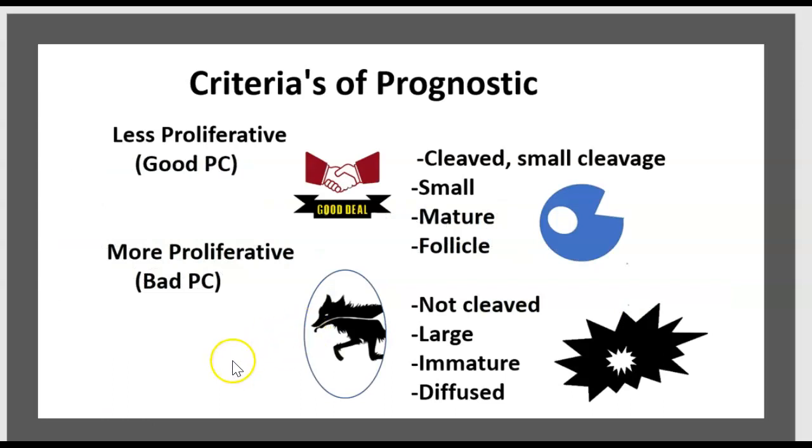Criteria of prognosis: less proliferative means good prognosis, when cells are cleaved, small, mature, with follicles. Bad prognosis is when it's more proliferative, not cleaved, large, immature, and diffuse. It's the opposite.